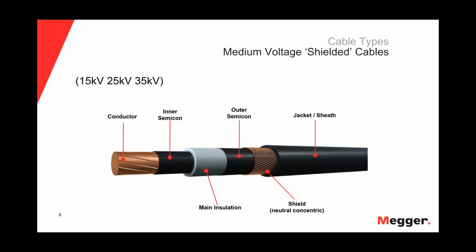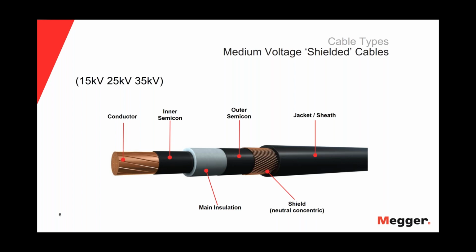We'll look at medium voltage cables, and you'll notice medium voltage shielded cables. So what we're talking about for most of this presentation is a shielded cable. The reason that's important is because many of the techniques that are used for fault locating are specific to shielded cables. And in the North American market, these shielded cables commonly come in at 15, 25, or 35 kV class ratings.